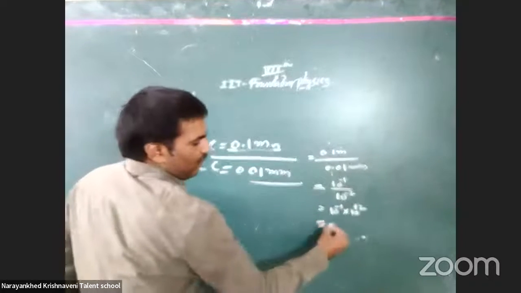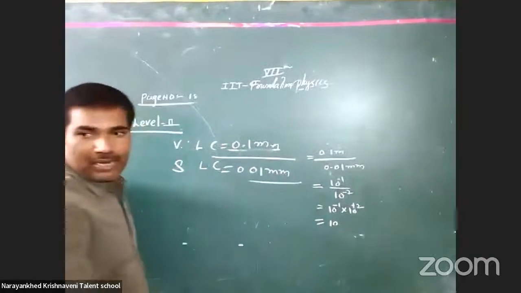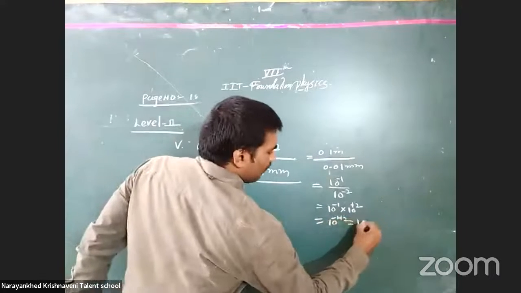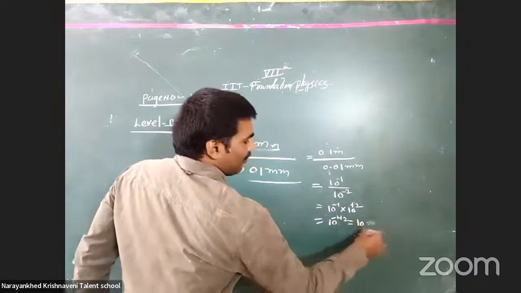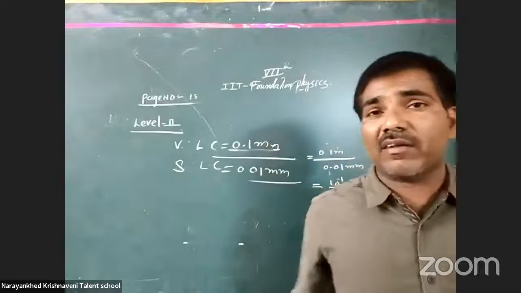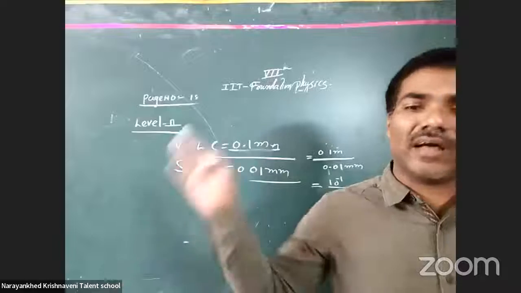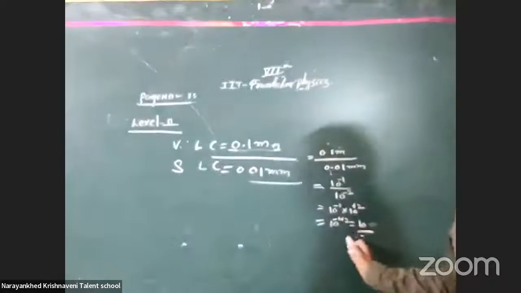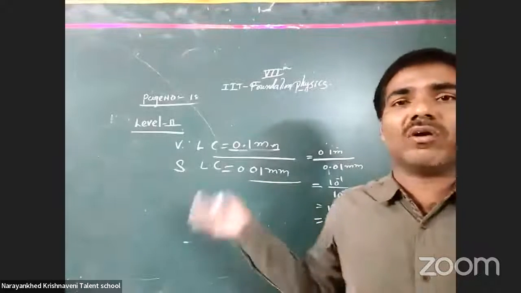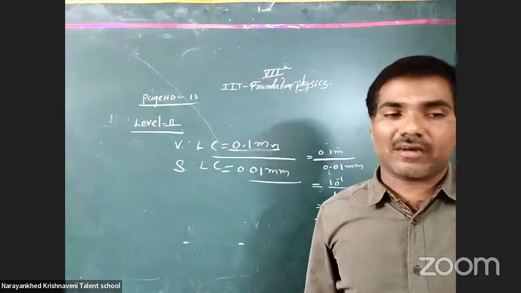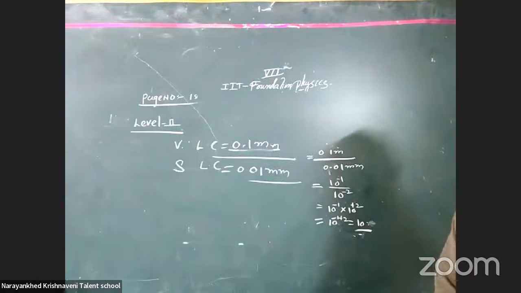It will become what then? 10 to the power of minus 1 plus 2, it becomes 10. The ratio is 10. So the screw gauge measures 10 times more accurately than the vernier calipers. This is the only information here: the screw gauge measures length 10 times more accurately than the vernier calipers. Got it? This is the only thing. Next.